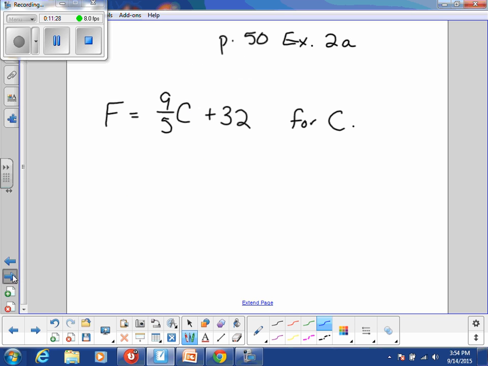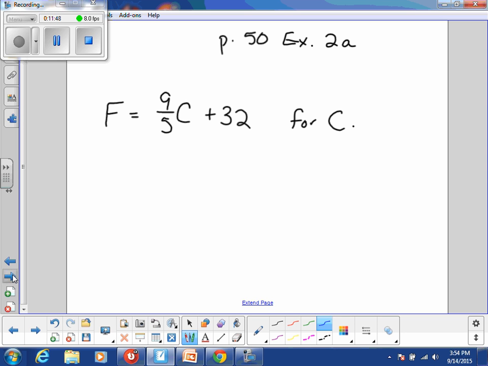We're going to look at one more example. I'm going back to example 2a on page 50 because you're ready now. It does have a fraction in it, but that's okay. Since you don't have a calculator at home, I'll take you through this one, and it's worked through in the book. But pay close attention to what happens here.